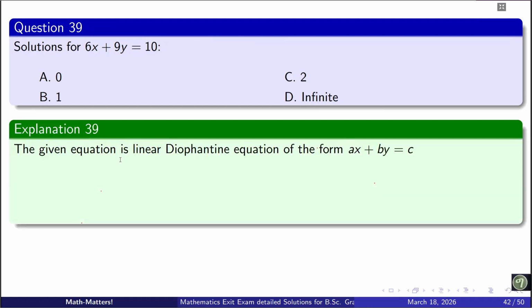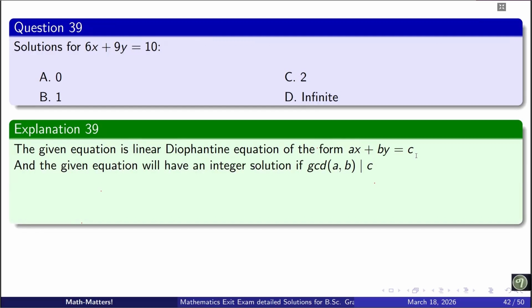You know that the given equation is a linear Diophantine equation of the form ax plus by is equal to c. The given equation will have an integer solution, that is, solutions which are integers, if and only if the GCD of the coefficients of the variables divides the constant c. Therefore, what we are given here is the equation 6x plus 9y is equal to 10. Therefore, the GCD of the coefficients of x and y, that is, the GCD of 6 and 9, is 3.